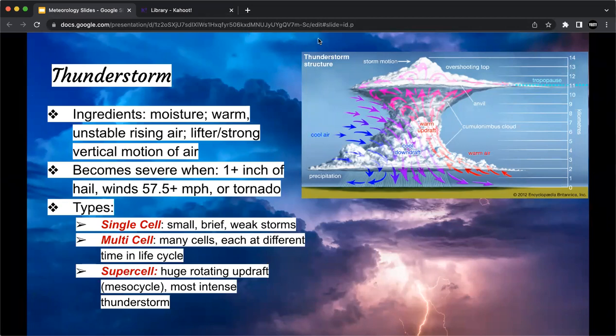occurs. So yeah, over here we have the types of thunderstorms such as single cells. These are relatively weak storms. They're more brief. We have multi-cell, which basically means many cells, but each of these cells is at a different time in its life cycle. So some might be just forming, others might be dying. And then we have supercells, and these are the most dangerous. These are huge rotating updrafts called mesocyclones. And yeah, these are the most intense.